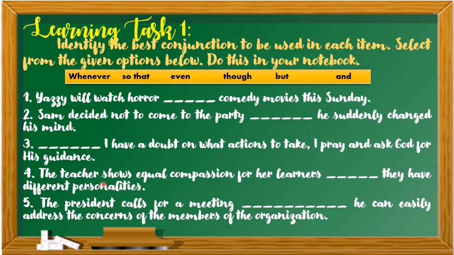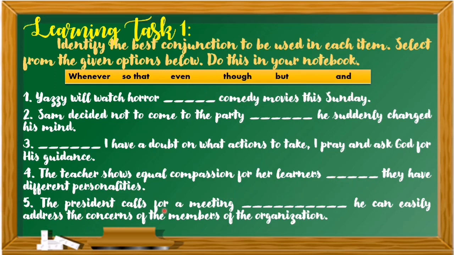Number 4, the teacher shows equal compassion for her learners, blank, they have different personalities. So, what conjunction will we use here in number 4? The teacher shows equal compassion for her learners, even though they have different personalities. So, number 4 is even though.